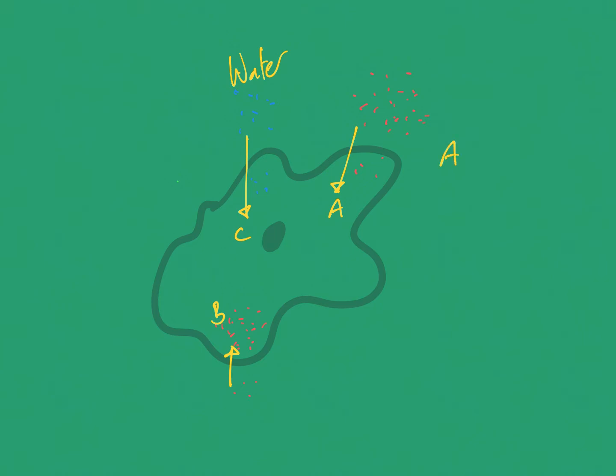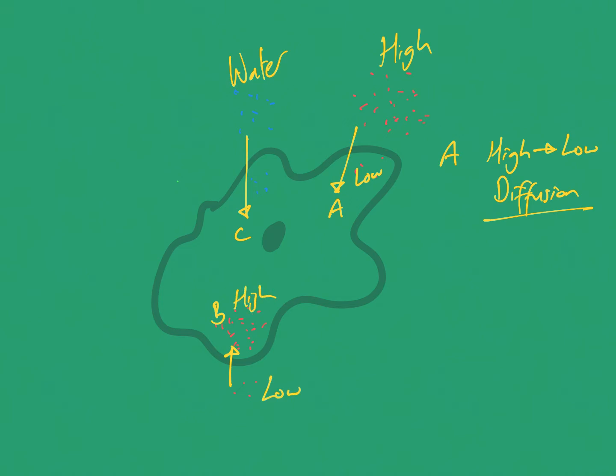So A, here I have a high concentration. Inside my cell, I have a low concentration. So the type of movement is from a high concentration to a low concentration, which means it must be diffusion. B then, it's now moving from a low concentration to a high concentration, which means for B, where it's going from a low to a high, it must be active transport.